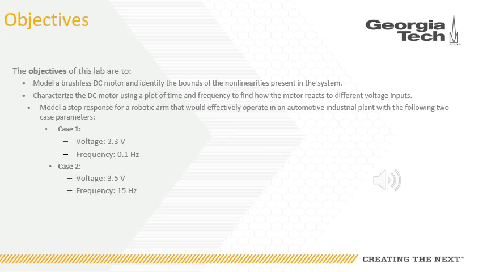In this lab, our objectives included modeling a brushless DC motor and identifying the bounds of the nonlinearities present in the system, including dead zones and saturation limits. We also wanted to characterize the DC motor to understand how the frequency responds to different voltage inputs. Finally, we wanted to model a step response for the robotic arm that would effectively operate in an automotive industrial plant. There were two cases that we wanted to investigate.